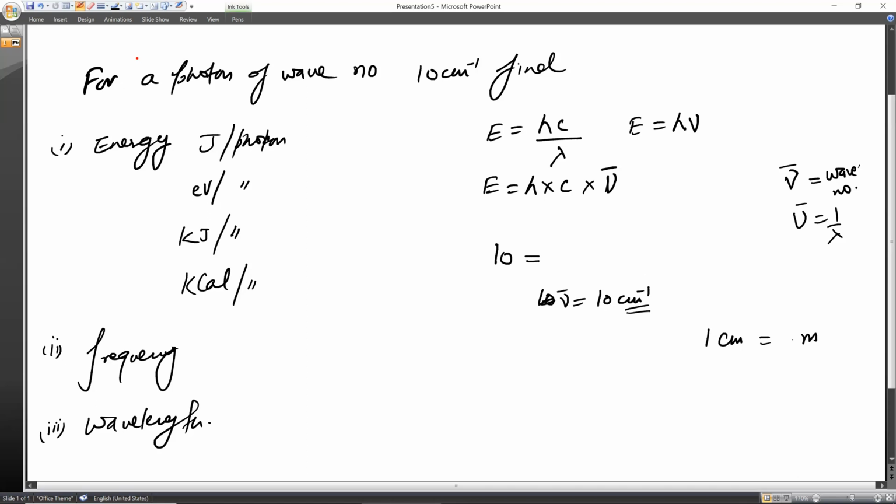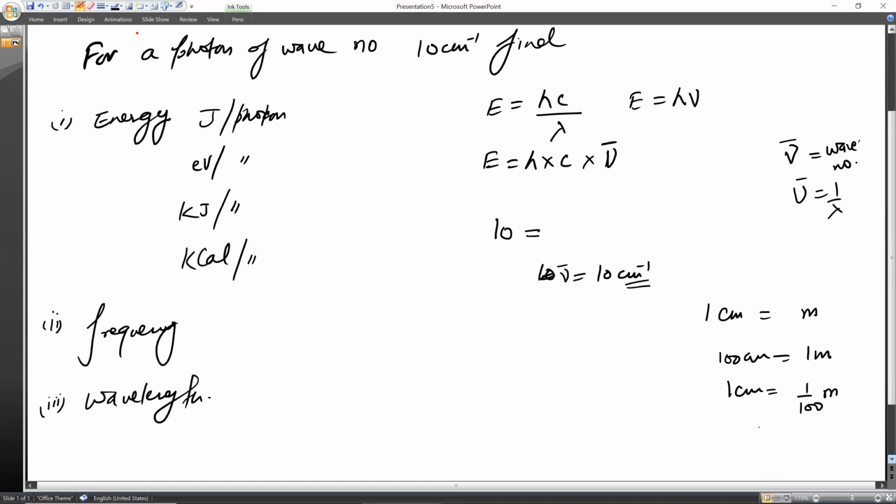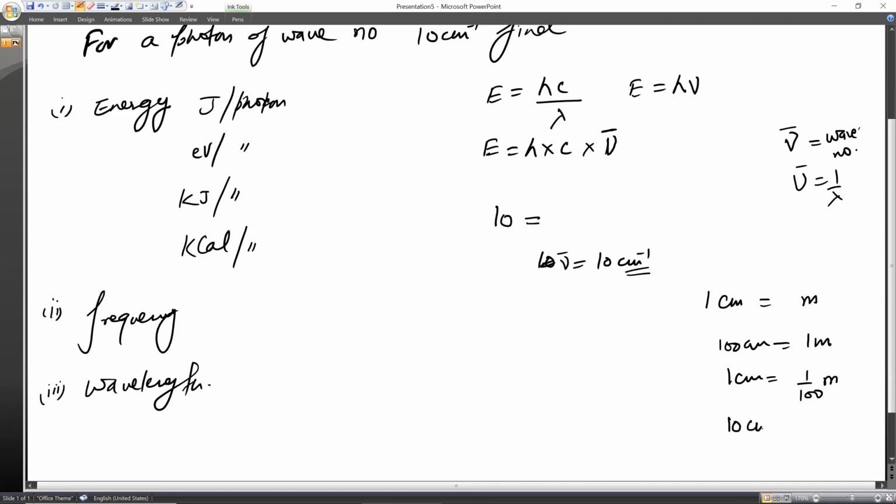You know that 100 centimeter is equal to 1 meter, or we can say that 1 centimeter is equal to 1 by 100 meter. Okay. And if I have 10 centimeter, then it will be equal to 10 upon 100 meter. You cancel it, you will get 1 by 10 meter. Means 10 centimeter is equal to 1 by 10 meter.